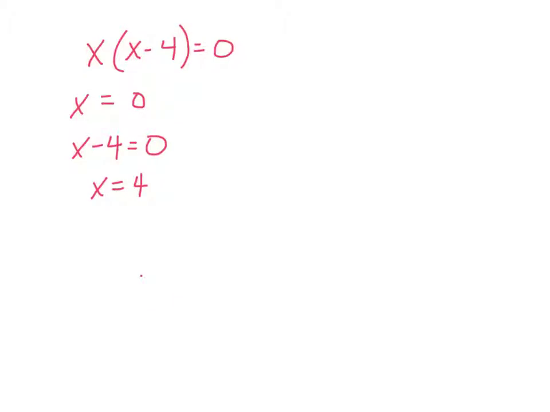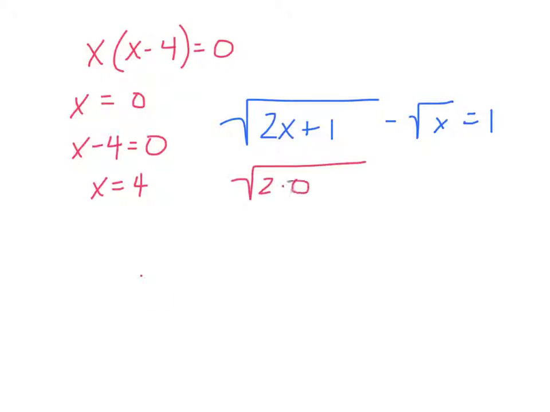Then we got to go back and we've got to double check our solutions. So here's the equation again. We're going to plug in, first we'll plug in 0. So 2 times 0 plus 1 minus the square root of 0, is that equal to 1? So 2 times 0 is 0 plus 1 is 1. Square root of 1 minus 0, check, equals 1. Okay, good.